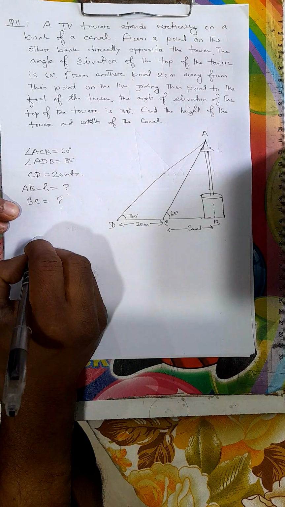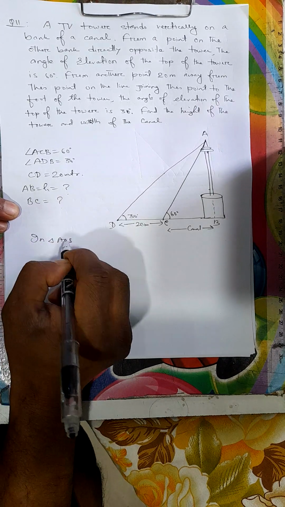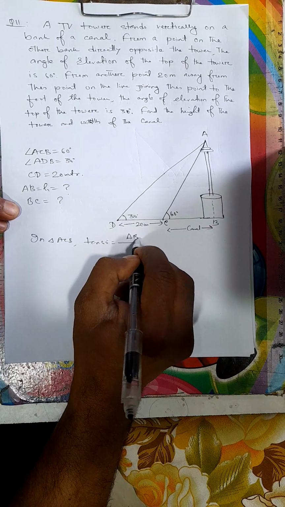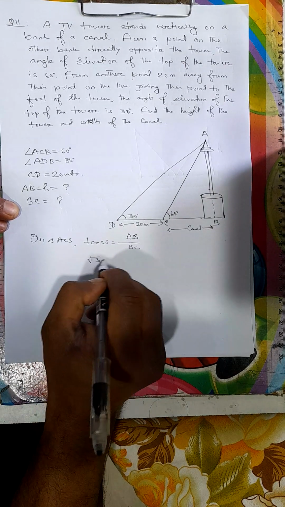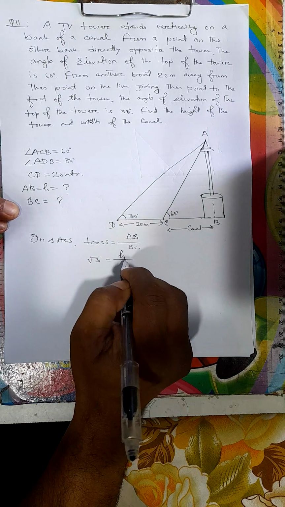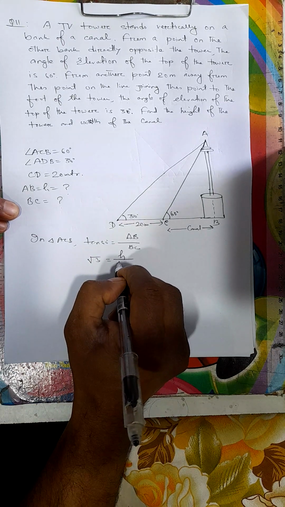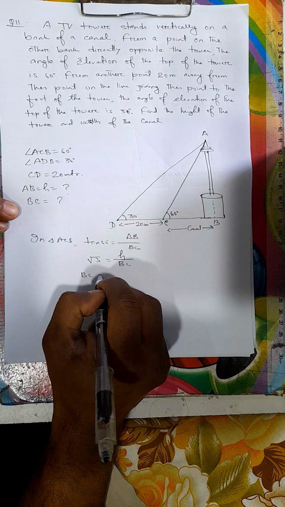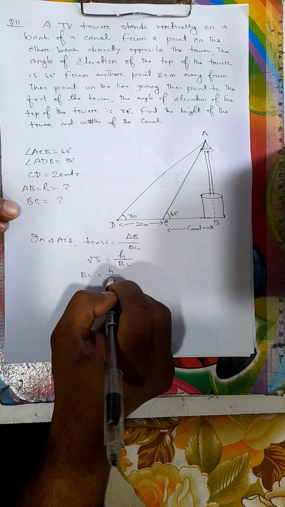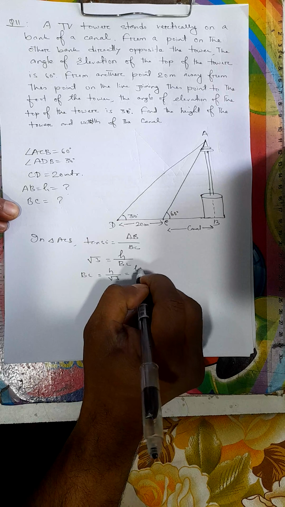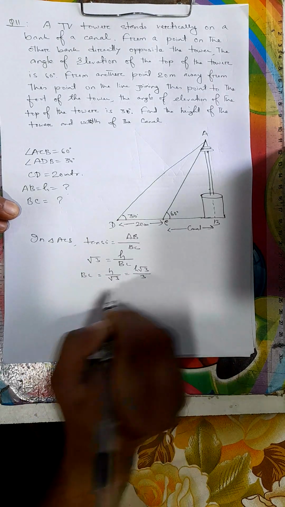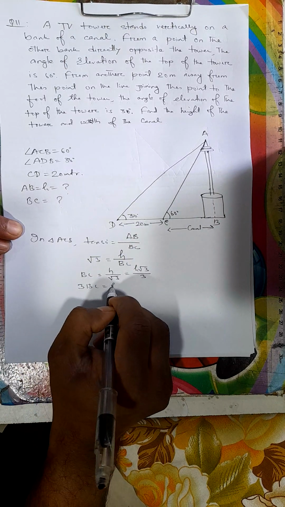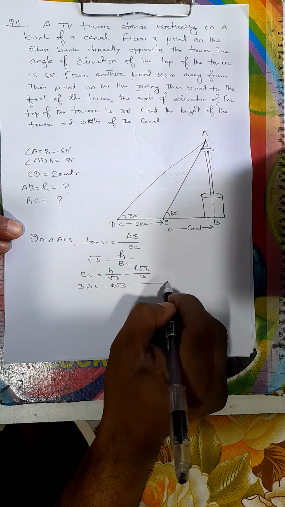Now let us come to triangle ACB. You find that tan 60 degrees equals opposite by adjacent. Square root of 3 equals AB, suppose the height of the tower is H, and BC is the width of the canal. So BC equals H divided by square root of 3, or you can write it as H root 3 divided by 3. So 3 times BC equals H square root of 3. This is, suppose, equation number 1.